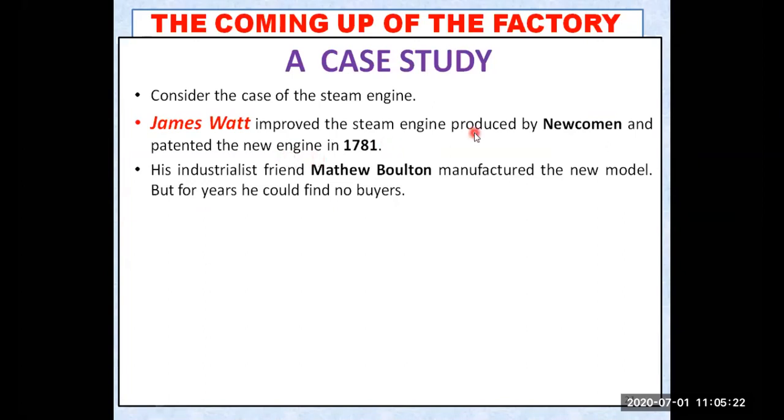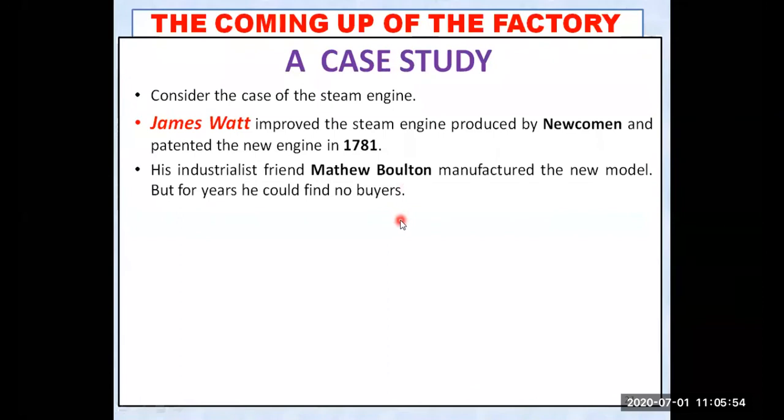Newcomen actually invented the steam engine before James Watt, but he did not claim it. James Watt just improved that steam engine and patented the new engine in 1781. So that's why we came to know that James Watt invented the steam engine. But the real inventor was Newcomen, and his invention was improved by James Watt. His industrialist friend Matthew Boulton manufactured the new model, but for years he could find no buyers.